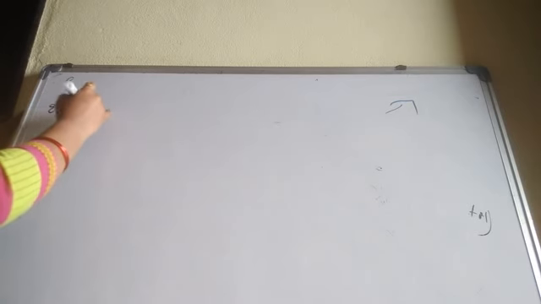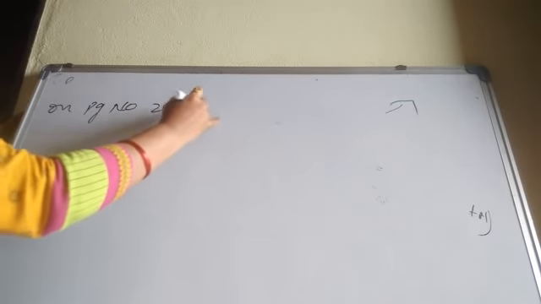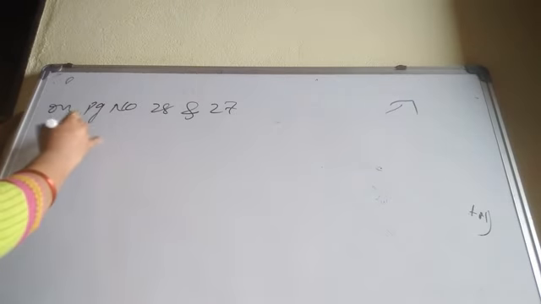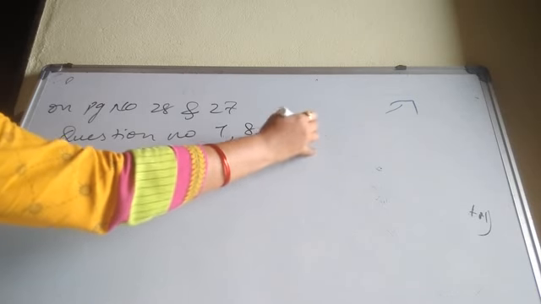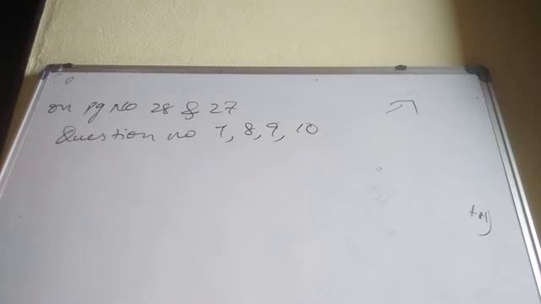So, on page numbers 28 and 27, question numbers 7, 8, 9, 10. These are the 4 questions based on your BPT, property of angle bisector of a triangle, and property of 3 parallel lines and their transversals. You need to identify the figure, when to apply the BPT and when to apply the converse of BPT, the angle bisector theorem and converse of the angle bisector theorem, and the property of 3 parallel lines and their transversals.